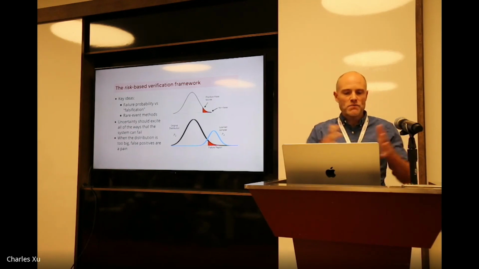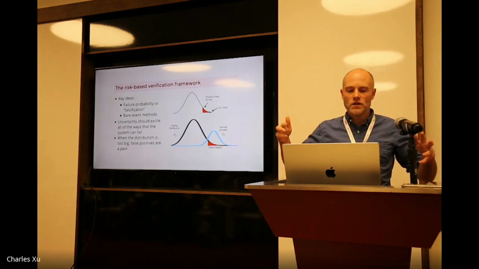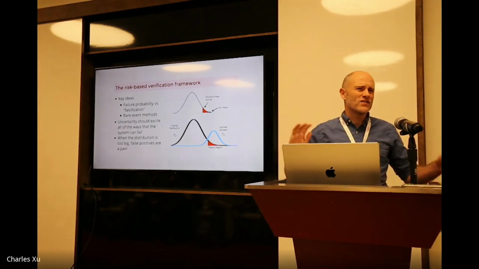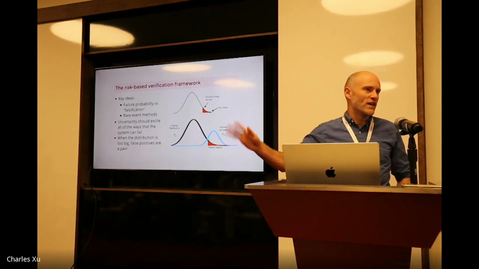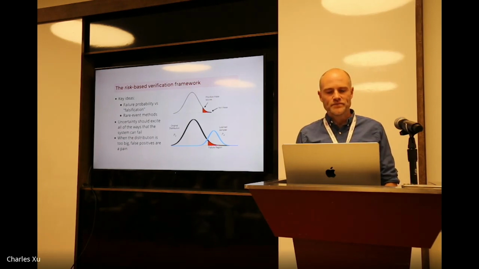Because then you want to build these uncertainty sets that should excite all of the ways that the system can fail. But if you make that distribution too big, then you get all kinds of false positives, and you're wasting your time saying like, oh, that was a bad rollout. That would never happen in the world. Okay, so this balance is very, very tough.